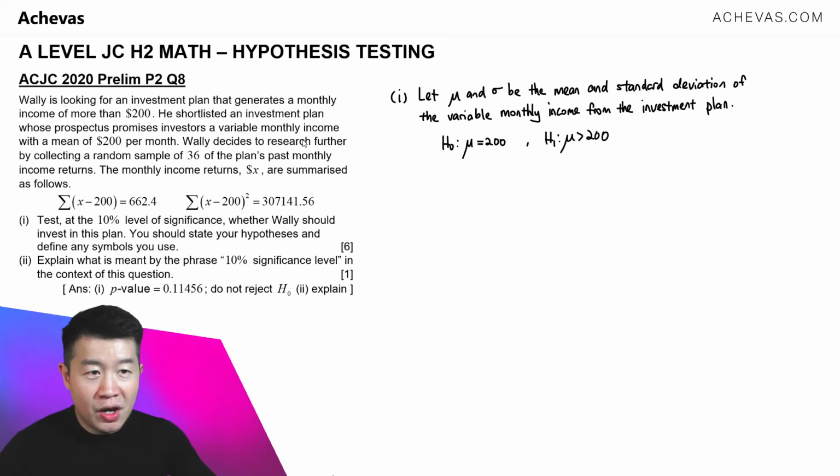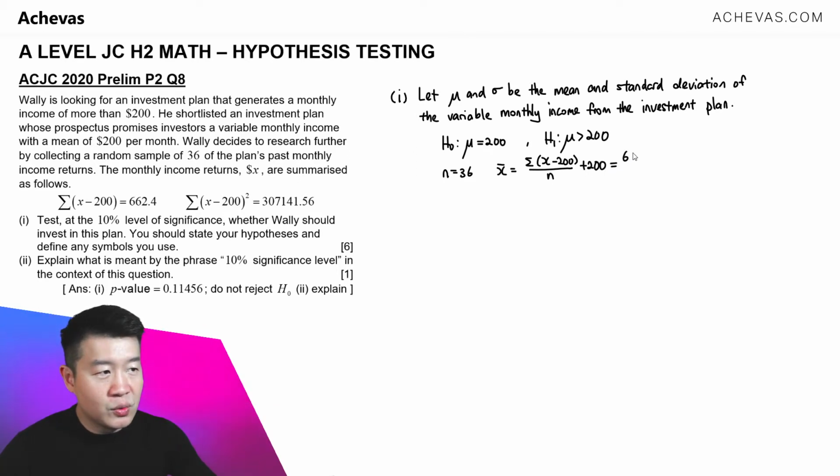Wally did a survey on 36 different samples, so n here is equal to 36, and the summarized data is given to us. With this summarized data, we can find X bar, the sample mean. We're going to make use of the formula from our Achevas TV outline. So that is equal to the summation of (x minus 200) divided by n, plus 200.